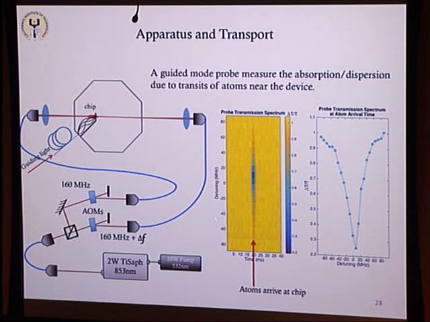where we tune the detuning of this probe to be on or off resonance with the atoms, and then we start the atoms accelerating towards the structure at time 0, and they arrive about 20 milliseconds later at the actual structure. And so we're really measuring with this guided mode the absorption of the probe due to the transit of the atoms. So we're sensitive to all of the atoms at all different couplings to this structure in this large scale here.